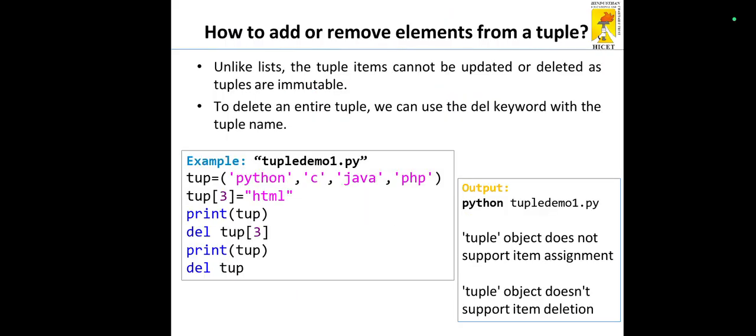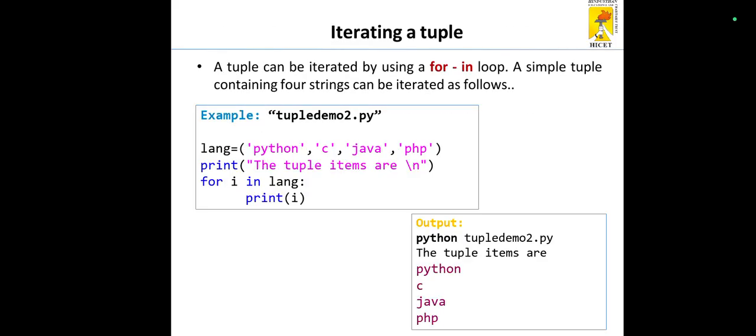Then, how to add or remove elements from a tuple. Unlike a list, tuple items cannot be updated or deleted as tuples are immutable. To delete an entire tuple, we can use the del keyword with the tuple name. In this example, you can see the tuple equal to Python, C, Java, PHP. If we try to update the item at index 3, it shows an error. To delete the entire tuple, we have to use the keyword del. For iterating over a tuple, we can use the for in loop with a simple tuple that contains 4 strings. Here the iterating variable i iterates and gives the output Python, C, Java and PHP.